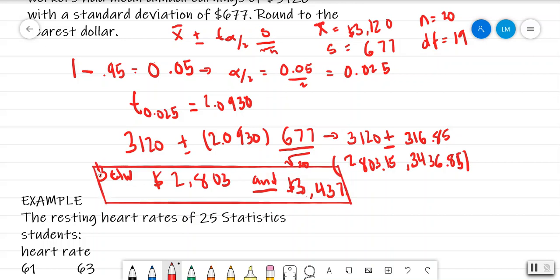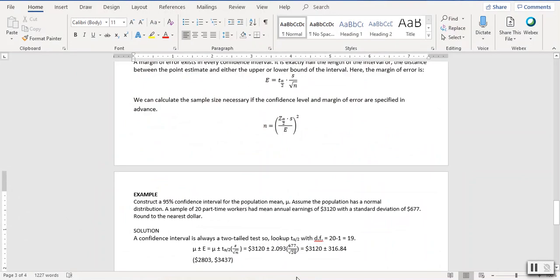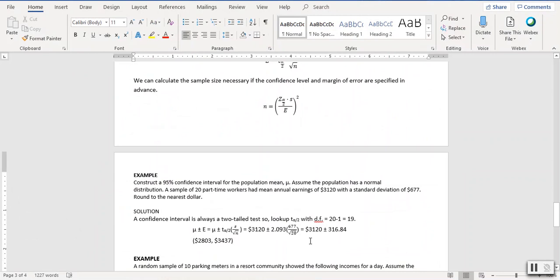Okay, so we can double check our work from our lecture notes. So yeah, that looks about right. Yeah, we're just off by a little bit because of some rounding errors.